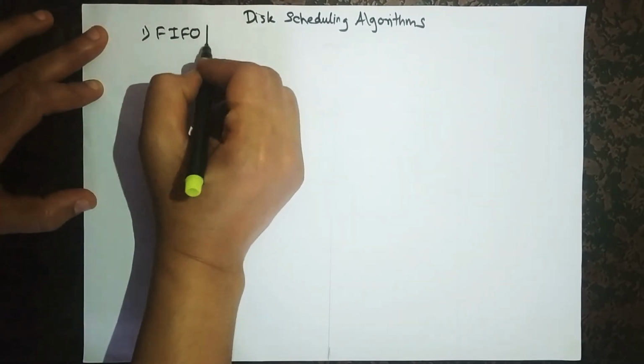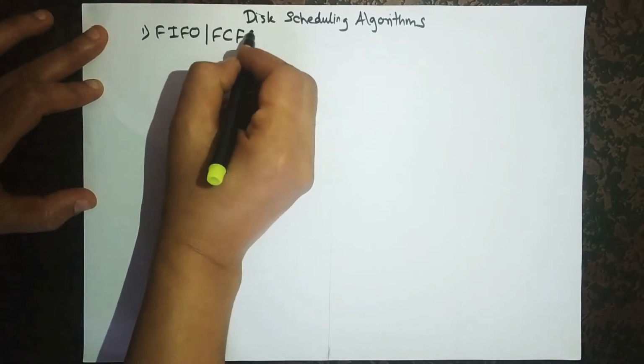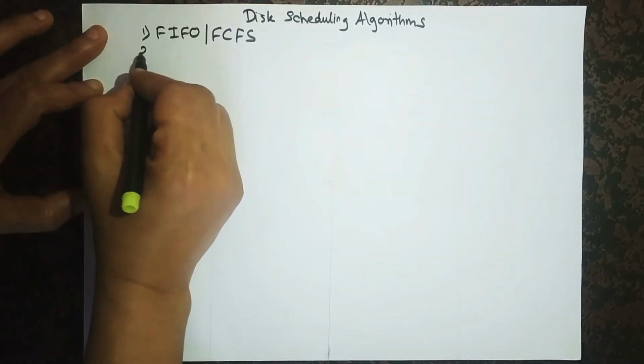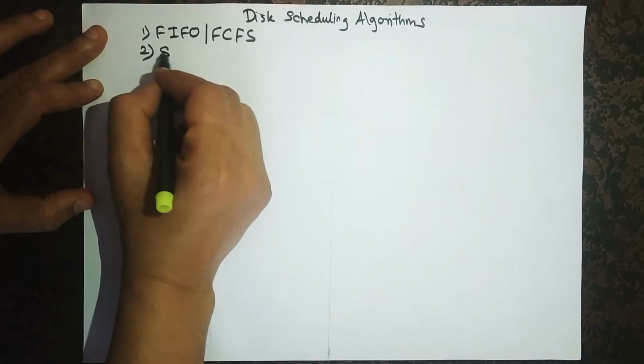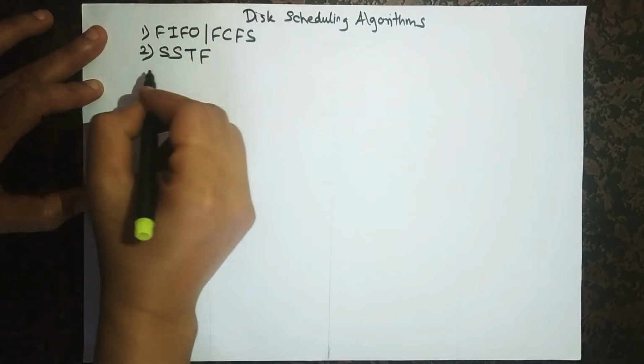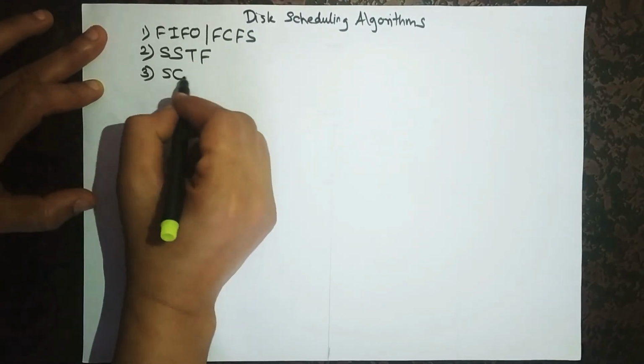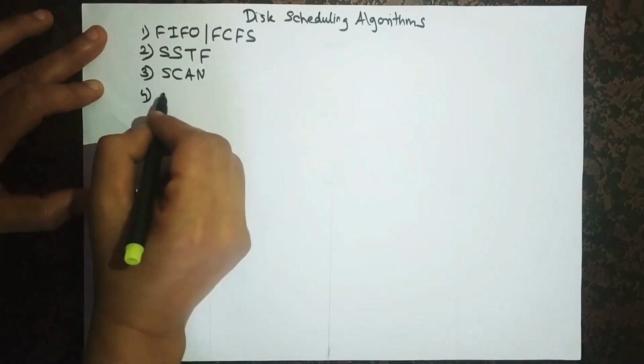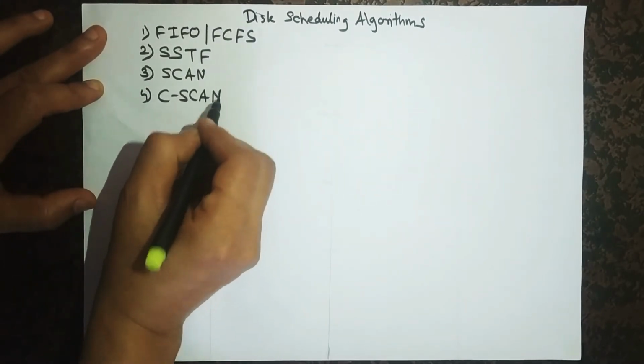First we have FIFO, which is also called FCFS, first come first serve, first in first out. Second we have SSTF, shortest service time first. Third we have the SCAN algorithm, and next we have the C-SCAN algorithm.